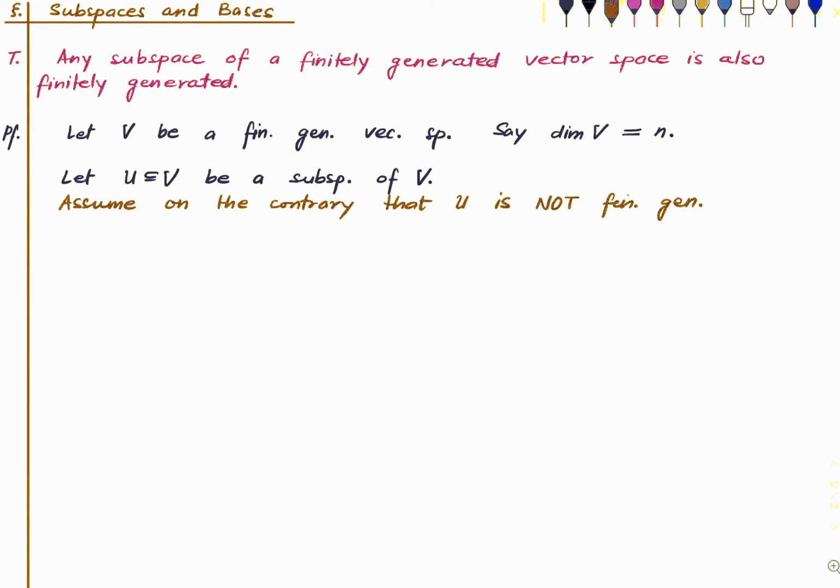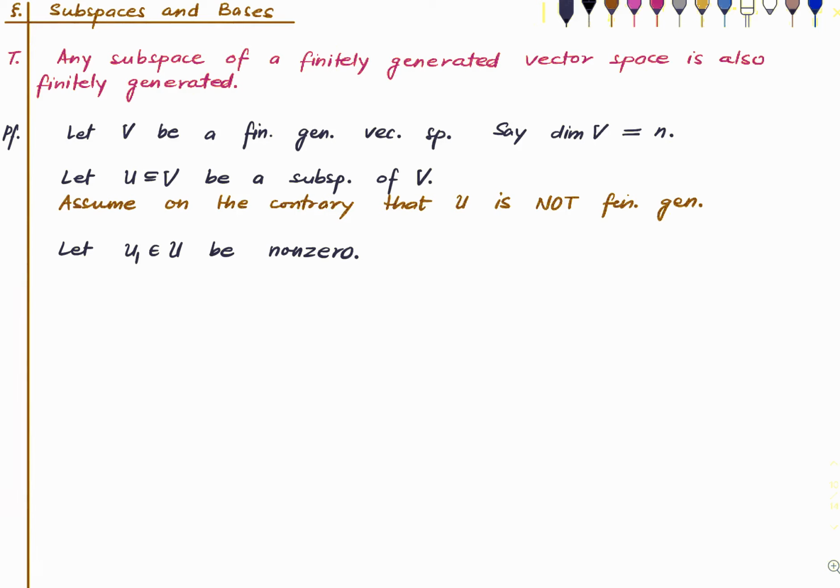We want to produce a contradiction. Okay, so how do we do it? First let u1 in U be non-zero. Since U is not finitely generated, we should be able to find a non-zero vector in it, because if 0 were the only vector in U, U would be finitely generated. Okay, so we have a non-zero vector in capital U.